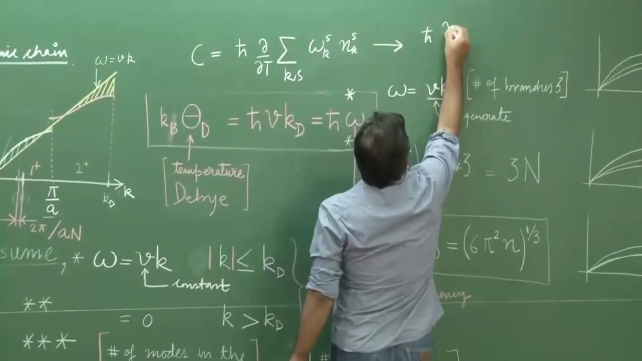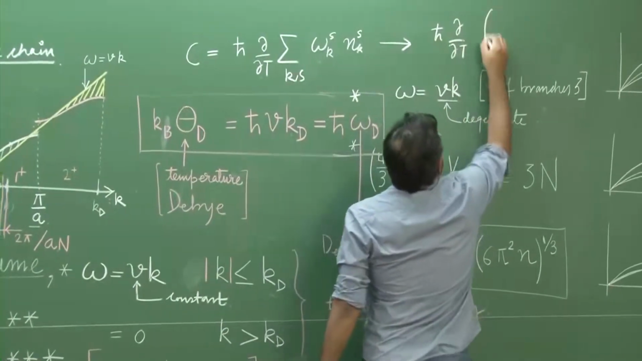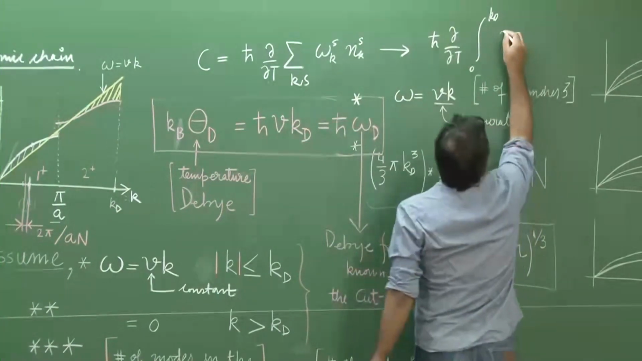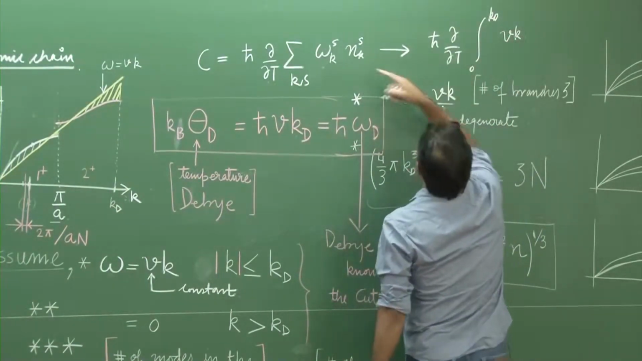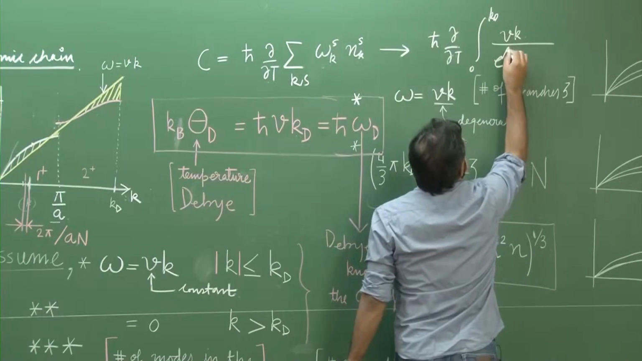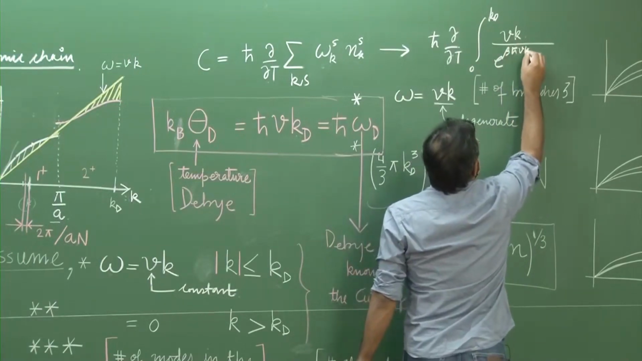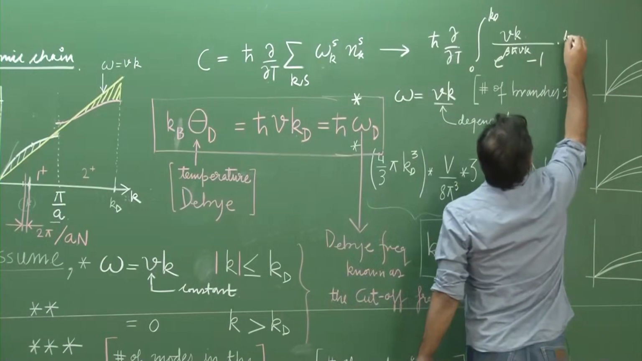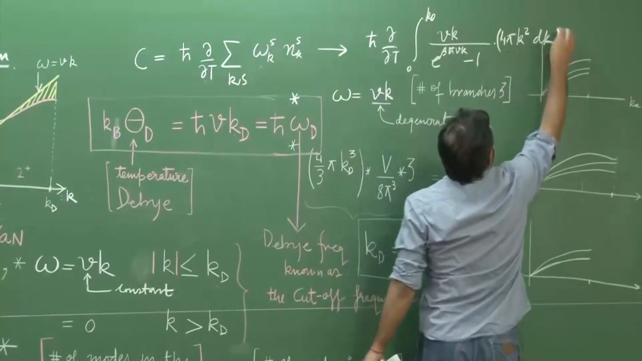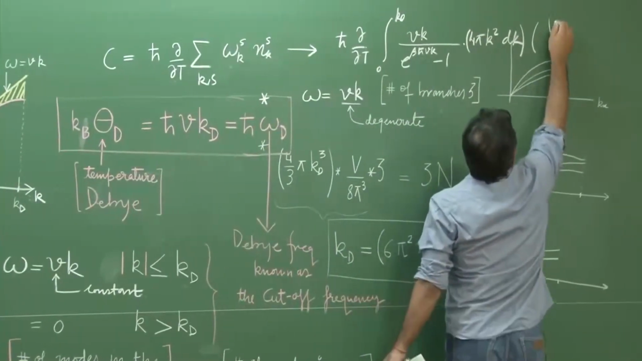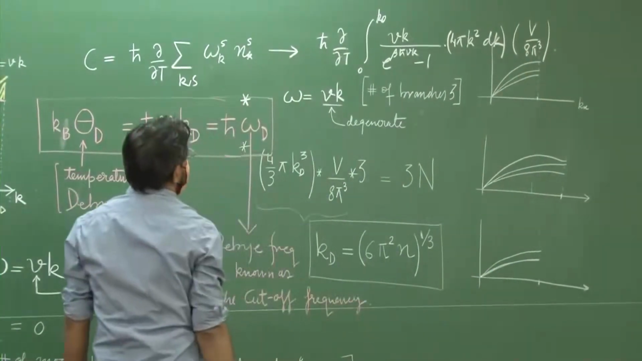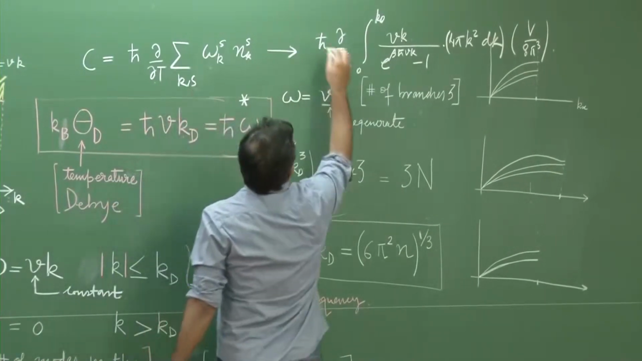So you will get h bar del del t integral 0 to Kd, and then you have this term which is Vk, and then you have this term which is 1 over exponential beta h bar Vk minus 1, times 4 pi k square dk, that is for the volume element, and then for the density you put V over 8 pi cube. That is it. And then for the summation over S, you put a 3 here.